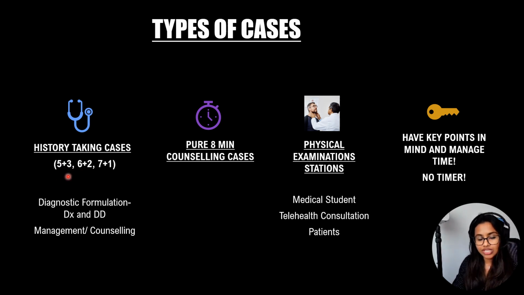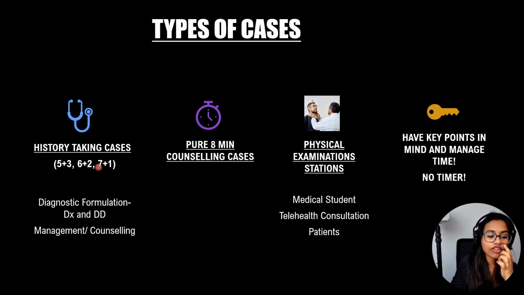If it's a 5+3, like 5 minutes for history and 3 minutes to talk about the differentials and the diagnosis, you will be given a prompt time at 5 minutes. For example, after 5 minutes, while you're taking the history, they'll say, this is your prompt time. At that time, you'll have to start talking about the differentials and the diagnosis. Similarly, for 6 minutes, you can get a prompt time. For 7 minutes, you can get a prompt time. So that's how history taking cases usually go.